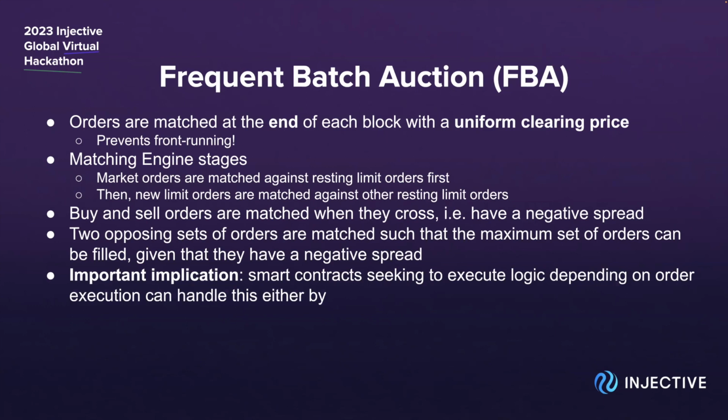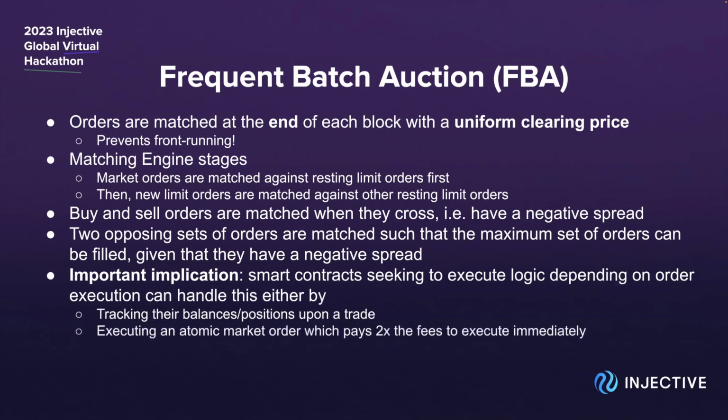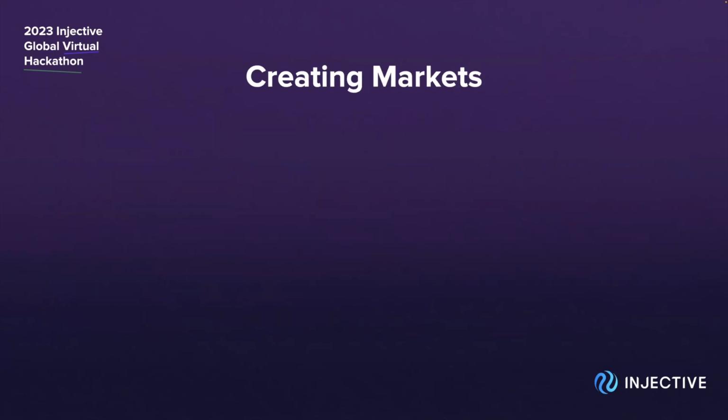So an important implication is that smart contracts seeking to execute logic, depending on whether their orders are filled or not, can determine this by tracking balance and positions upon a trade. Or there's actually a workaround around FBA, which allows you to execute a market order atomically, but you pay 2x the fees in order to do so.